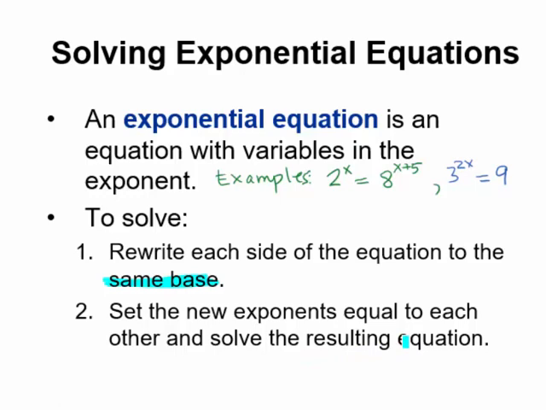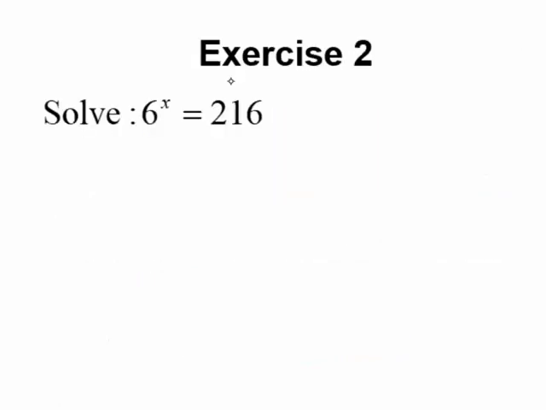Let's look at exercise 2. Our goal is to make sure that the right side has a base of 6. Are we able to do that? Well, let's find out if 216 can be written as a power of 6. 216 is the same as 6 times 36, which is 6 times 6 times 6, which makes it 6 cubed. So here we see that 6 to the x is equal to 6 cubed.